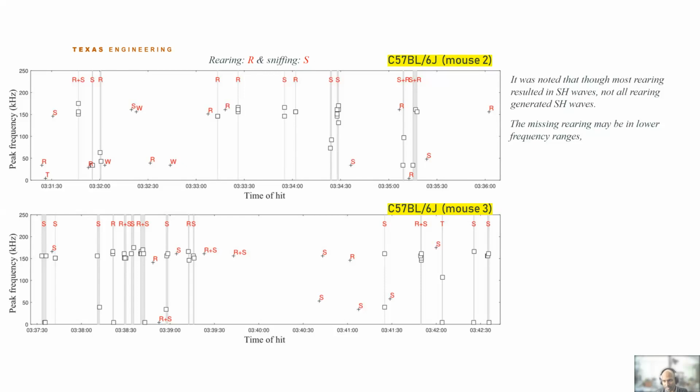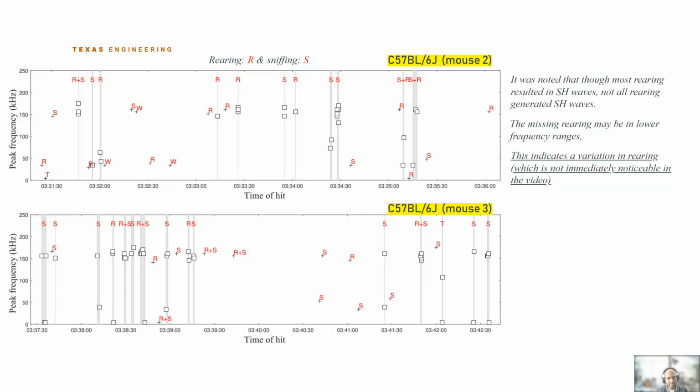So we hypothesize that once we are able to cover the entire frequency range, say from 20 kilohertz to 700 kilohertz, and then build a deep neural network model, you will be able to classify all these behaviors, and this is the necessary proof for that.